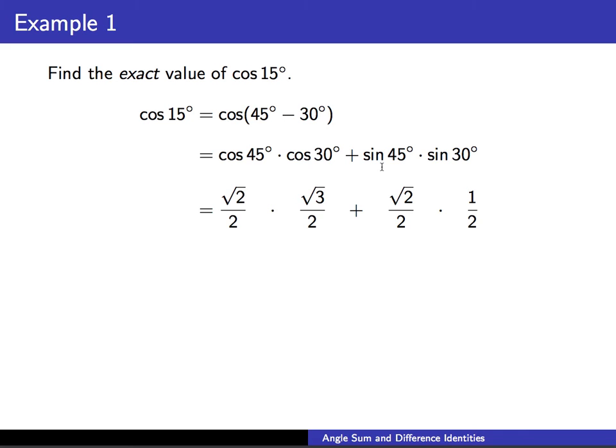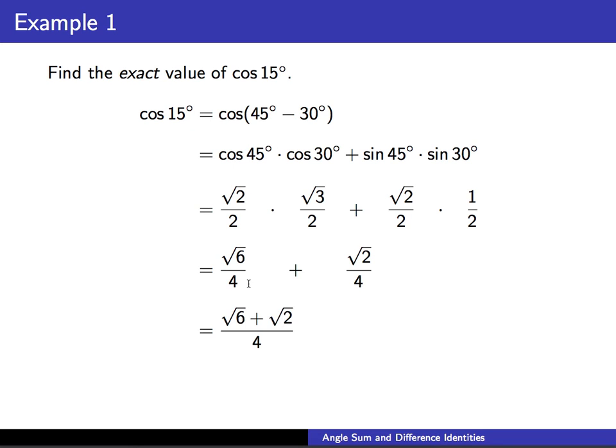Cosine and sine of 45 are both square root of 2 over 2. The cosine of 30 is the square root of 3 over 2, and the sine of 30 is 1/2. So we have square root of 2 over 2 times the square root of 3 over 2, and then to that we're going to add square root of 2 over 2 times 1/2. Well, multiplying our fractions, we get square root of 6 over 4 plus square root of 2 over 4, which, because they have like denominators, we can combine them and condense it to make the square root of 6 plus the square root of 2 over 4.